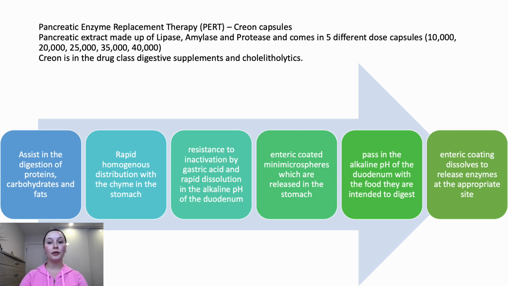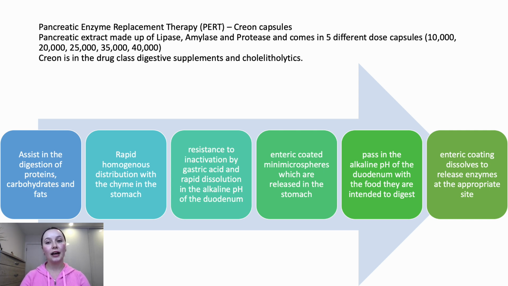Creon is the most common PERT medication taken by cystic fibrosis patients. It is a pancreatic extract made up of lipase, amylase, and protease. It comes in 5 different dose capsules of 10,000, 20,000, 25,000, 35,000, and 40,000. Creon is in the drug class digestive supplements and cholelitholytics.